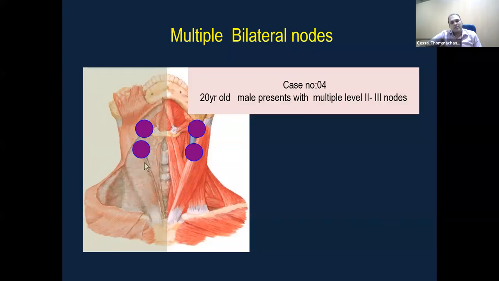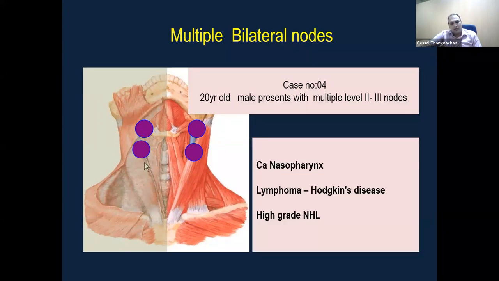One, it may be carcinoma nasopharynx. Number two, it may be Hodgkin's disease. Third is a high-grade non-Hodgkin's lymphoma. If it is a lower down node, then you have to think about testicular carcinoma. And here, you have to ask for any history suggestive of carcinoma nasopharynx.